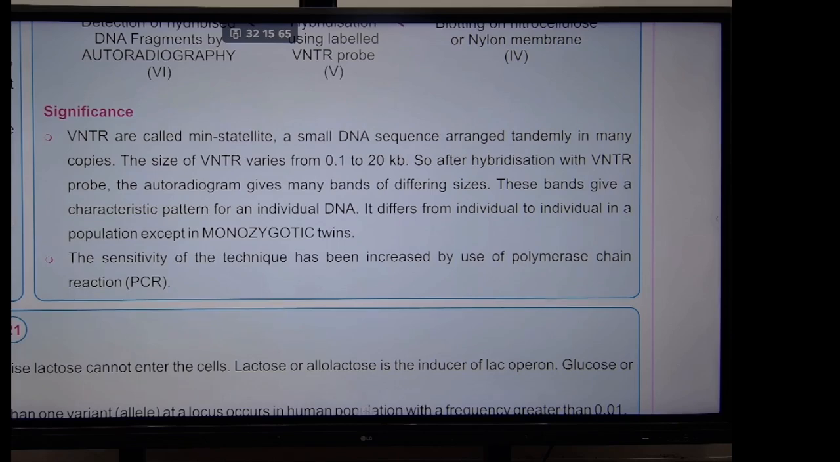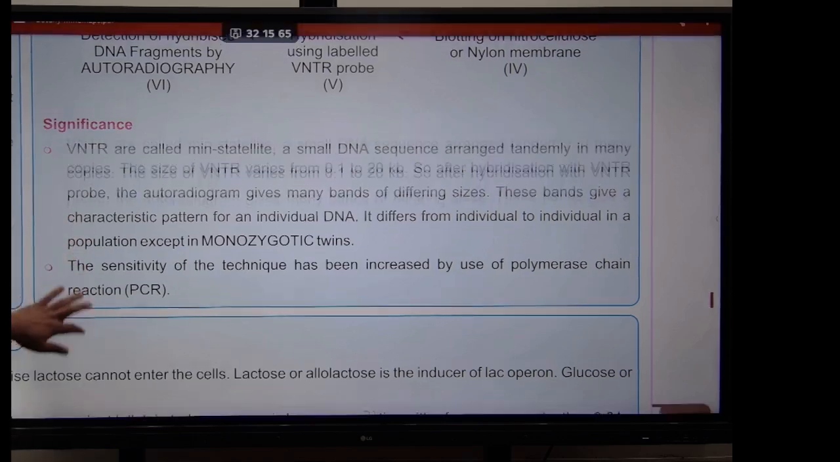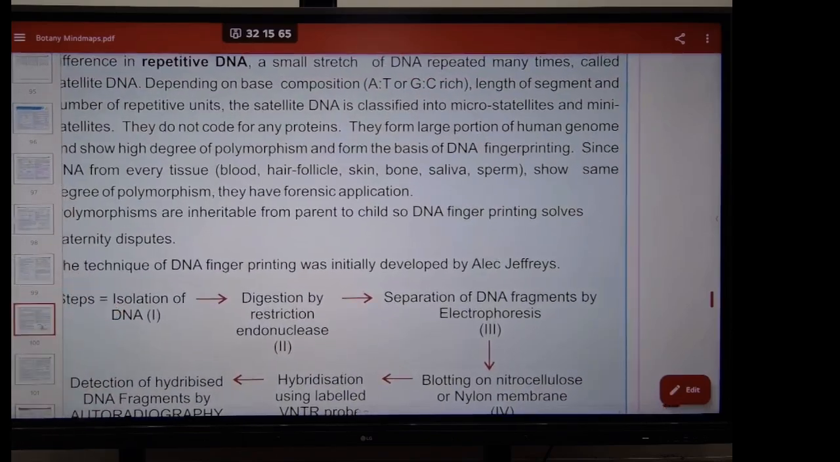Are we clear? Yeah. So one chapter done. That is the molecular basis of inheritance. Any doubts in this one? Everybody? Are we clear? All right. Now open the module and solve the questions. We have some time.